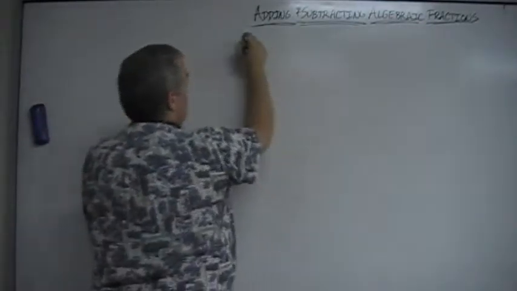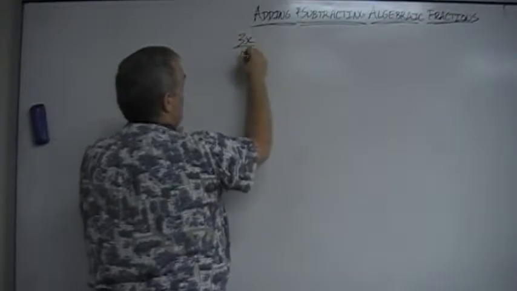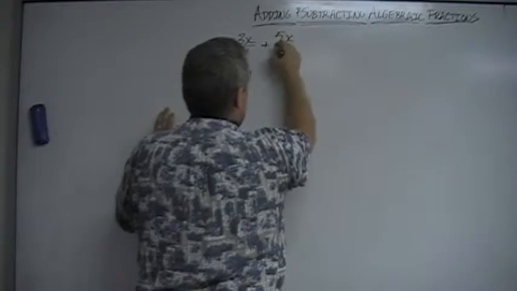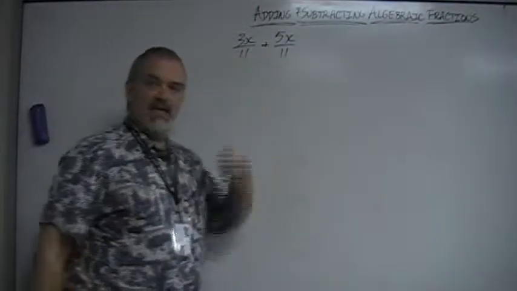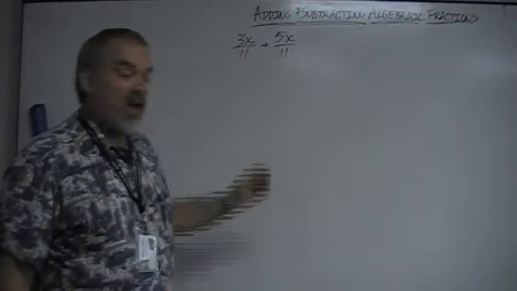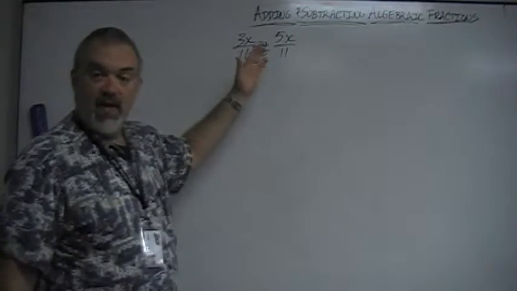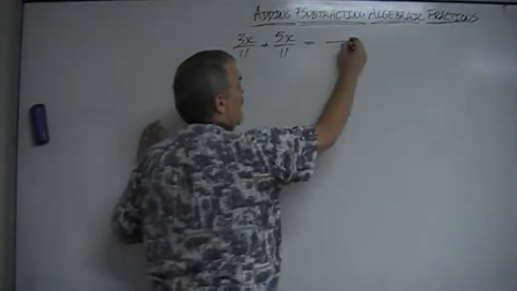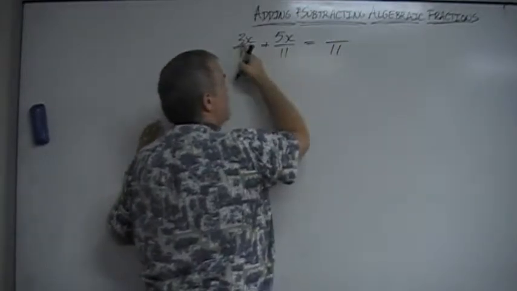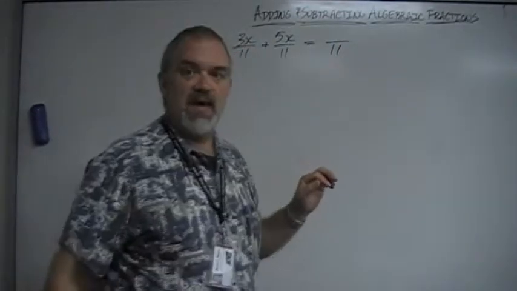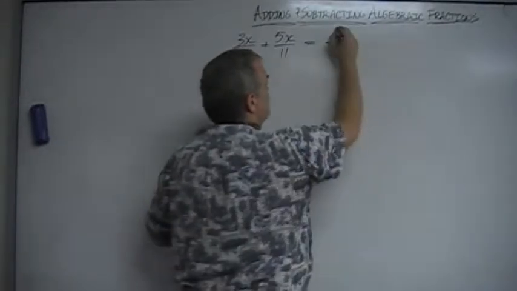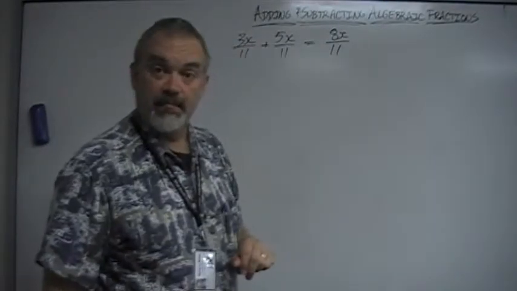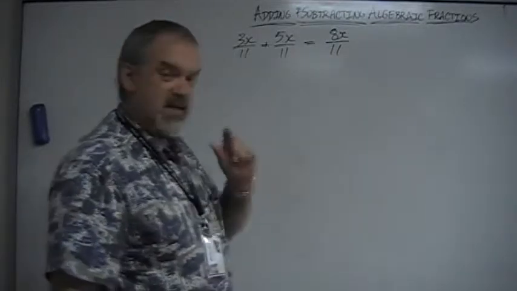Let's say we had 3x over 11 plus 5x over 11. This one's made easy for us by the fact that we already have 11 on the bottom of both fractions. So all we have to do is carry that 11 over here. 3x's plus 5x's gives me 8x's. And I'm done. Let's try one just a little harder.